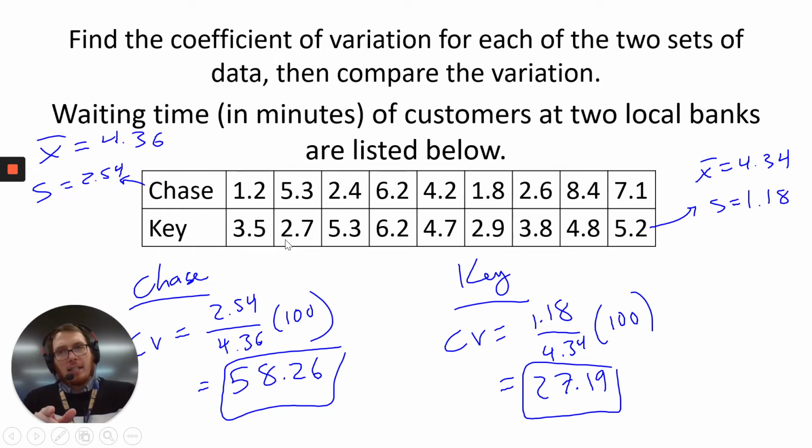Now, what's nice in this case is that the means are about the same. Look at this, 4.36, 4.34. They're almost identical, which means all I would have to do is look at the standard deviations, and this standard deviation is much higher compared to this one, especially because this is number of minutes you're waiting.